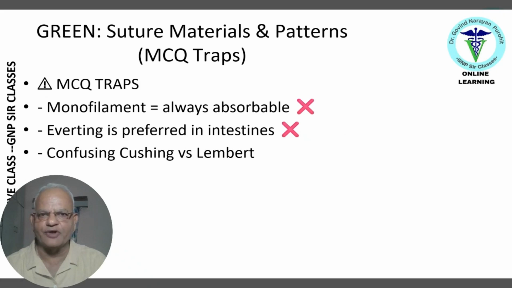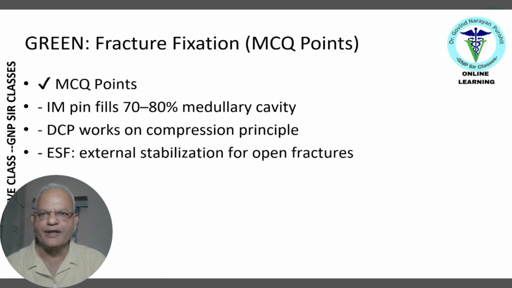Monofilament is always absorbable. This is not correct. Everting is preferred in intestines. This is not correct. Confusing Cushing versus Lambert. Remember the Cushing and the Lambert sutures. Then the next green is fracture fixation.